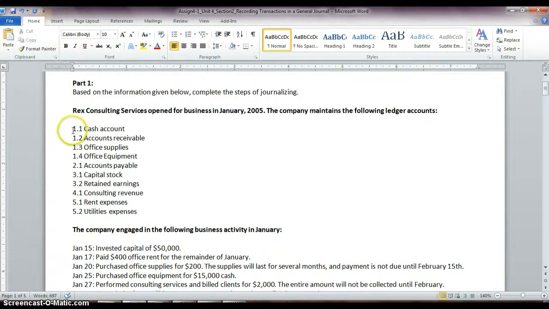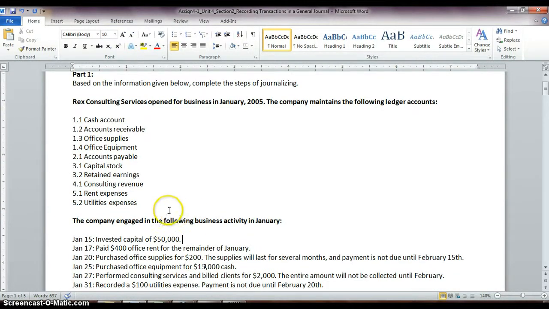Another thing you'll see here is that they gave you some account numbers to work with, but we're not really going to mess with account numbers right now. You are going to refer to this list of accounts for naming of your accounts. This ought to help you out a lot, because we talked about how you don't just name it asset or liability or owner's equity. They come with actual names.